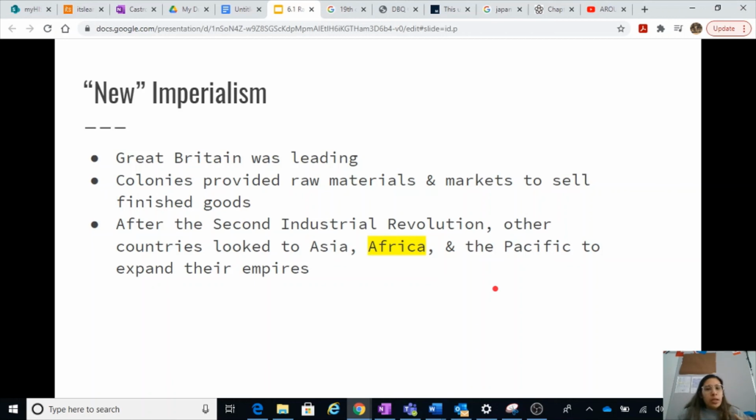So after the second industrial revolution, other countries are going to look to Asia, Africa, and the Pacific to expand their empires. The industrial revolution really was that impactful that it caused this new wave of imperialism. That's why this unit is called Consequences of Industrialization.